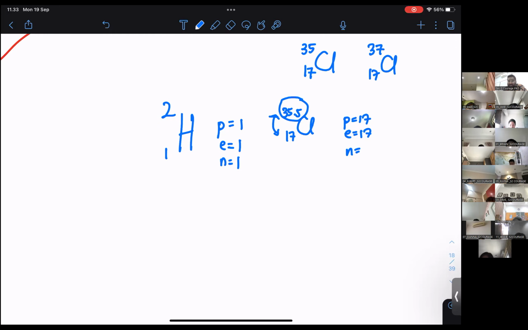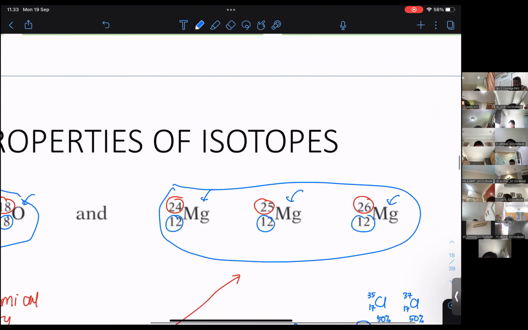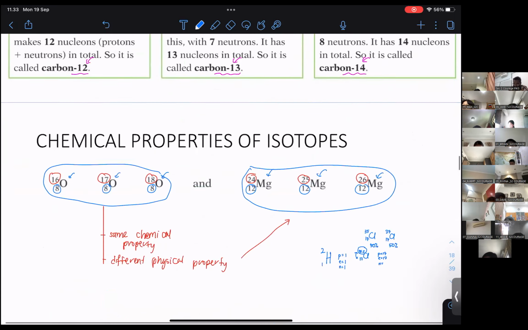Now, if you have in nature 50% and 50%, then you can divide by 2. But in nature, it's not 50% and 50%. They are going to be different abundances. We call it, it is found in a different amount. So if it is found in a different amount, the way we calculate the average is also different. The calculation, later we will look at it in the next part.